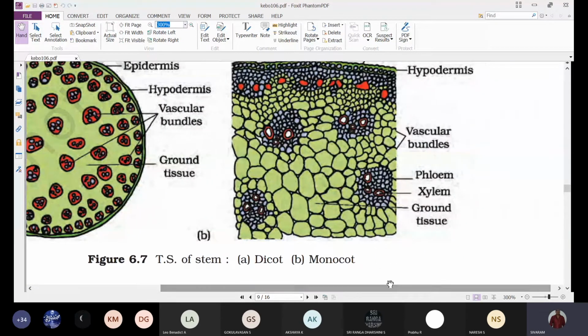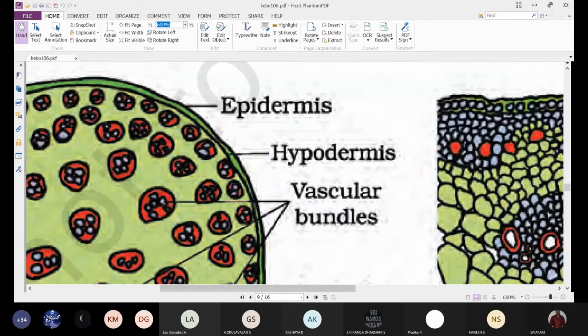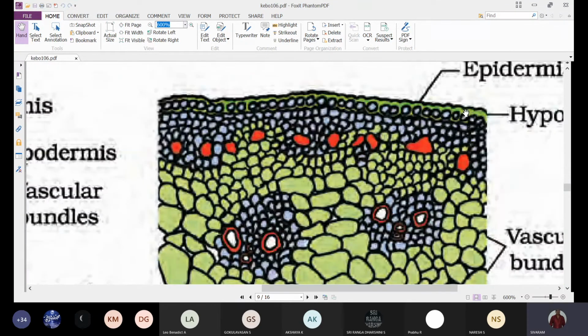Now with the diagrammatic representation, when you observe here, this is the epidermis. It is usually single layer thick, made up of parenchymatous cells, so compactly arranged without any intercellular space.